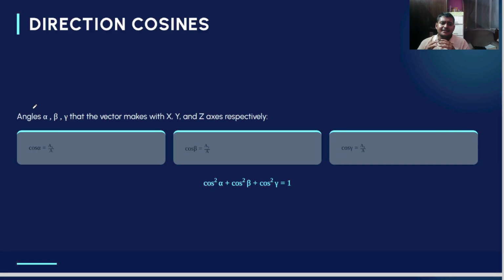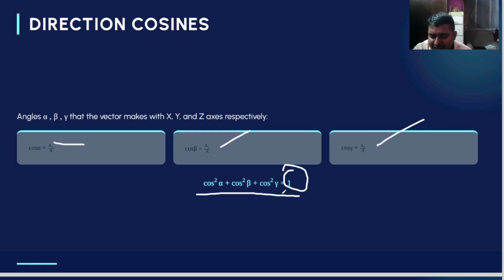Now coming to the direction cosines: the angles alpha, beta and gamma are the angles that the vector makes with the x, y and z axis respectively. So cos alpha equals ax by A, cos beta equals ay by A, cos gamma equals az by A. If we add up the squares of each of these, cos square alpha plus cos square beta plus cos square gamma is always 1. It is a mathematical relation and it can be proved in mathematics.